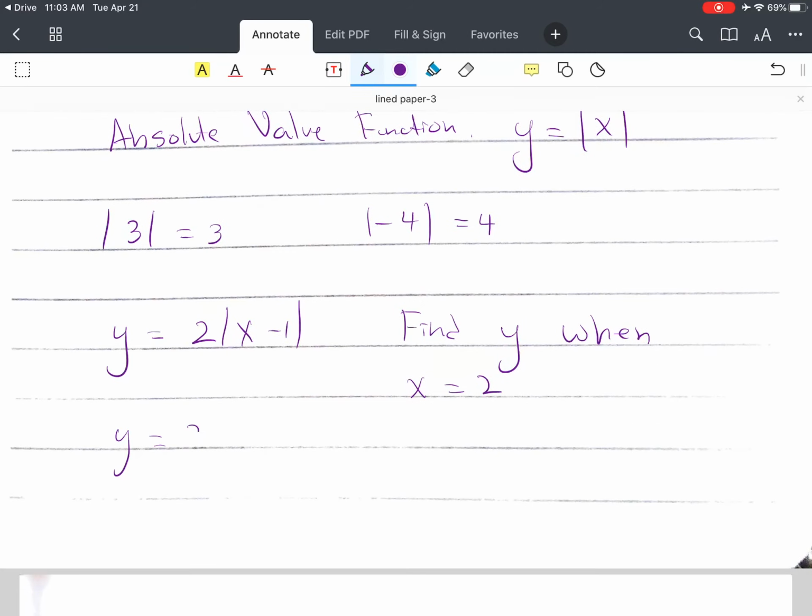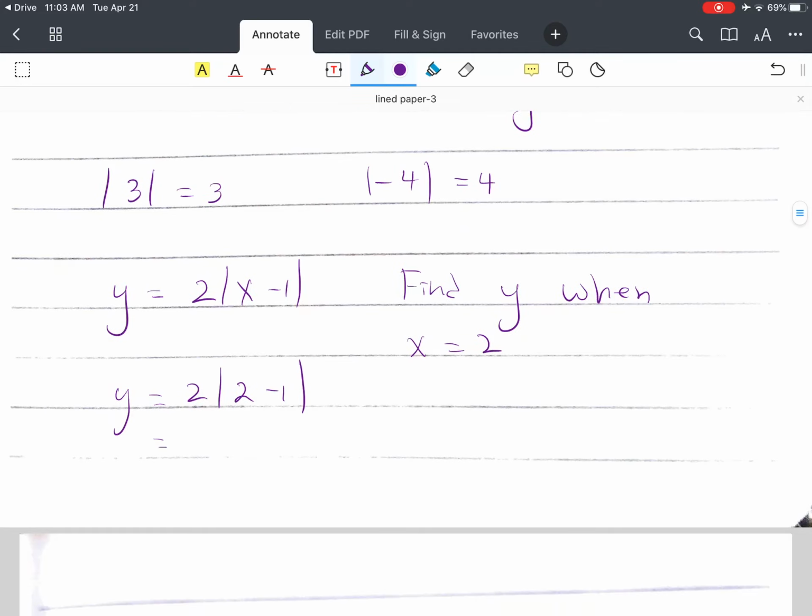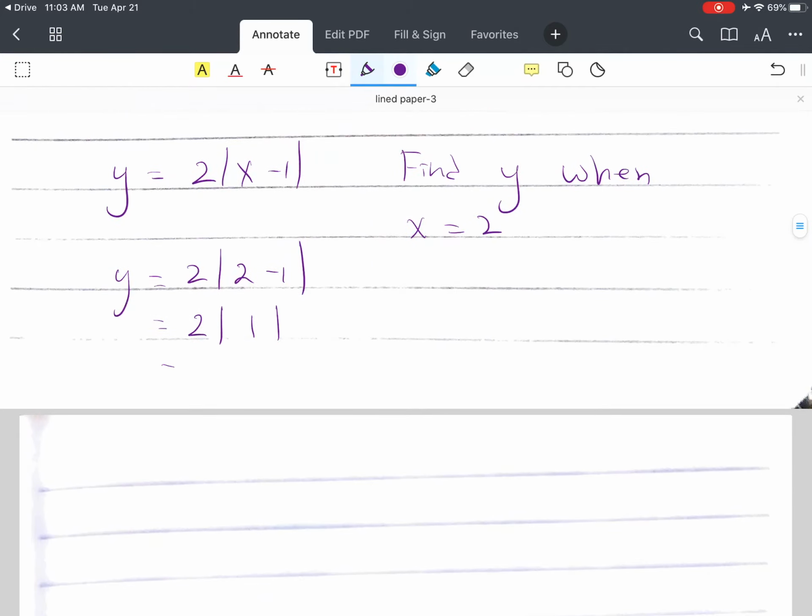Okay? So all you're going to do is you're just going to replace the x with a 2. And you can sort of treat these like parentheses. 2 minus 1 is 1, right? What's the absolute value of 1? 1. So it's 2 times 1, which is 2. That's equal to y. So when x is equal to 2, y is equal to 2.